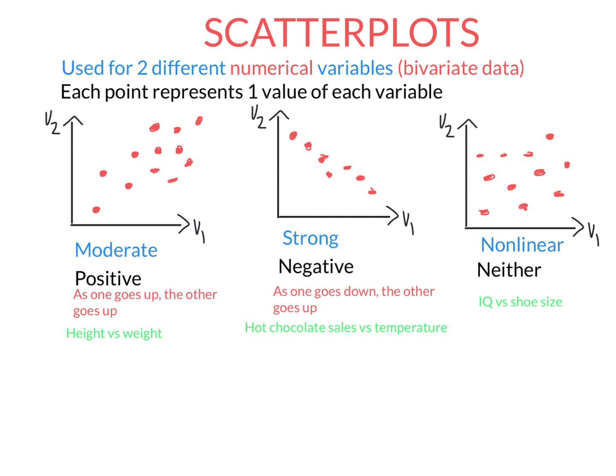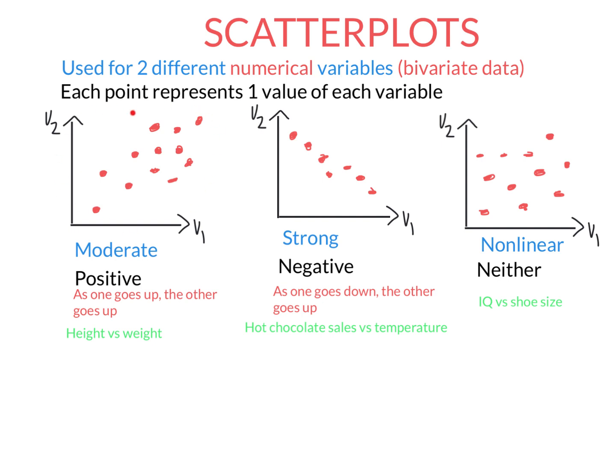Scatterplots are used to display a certain type of data in maths. That data we're looking at is bivariate. So you use a scatterplot when you have two different numerical variables. What does that mean? Let's look at an example of a scatterplot.